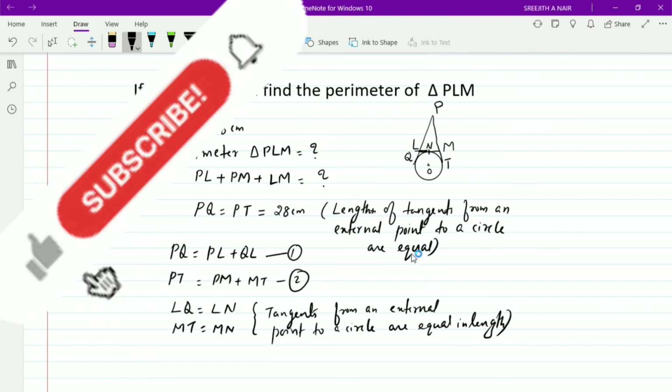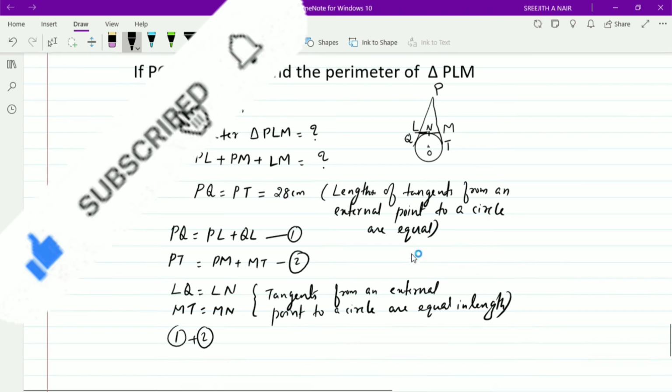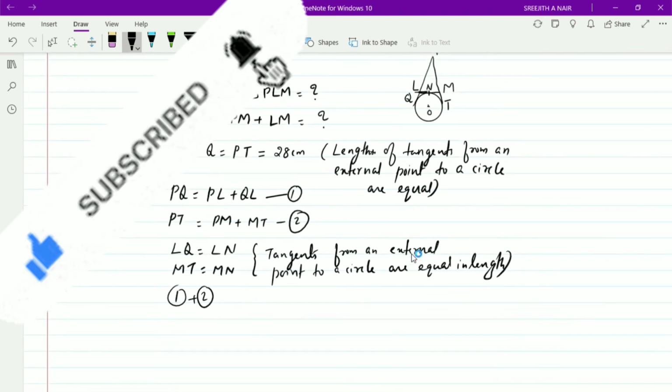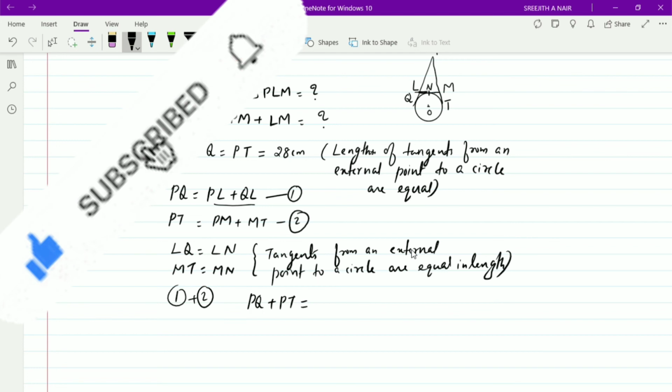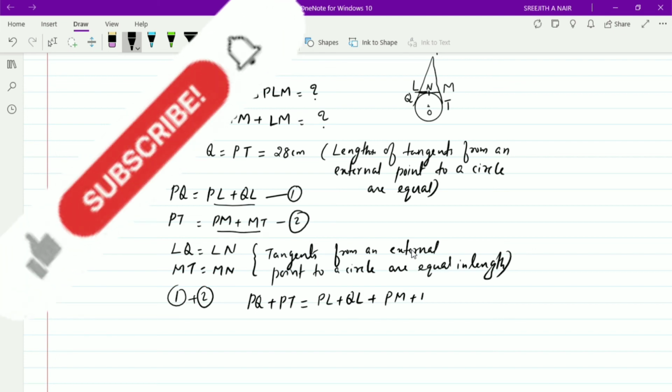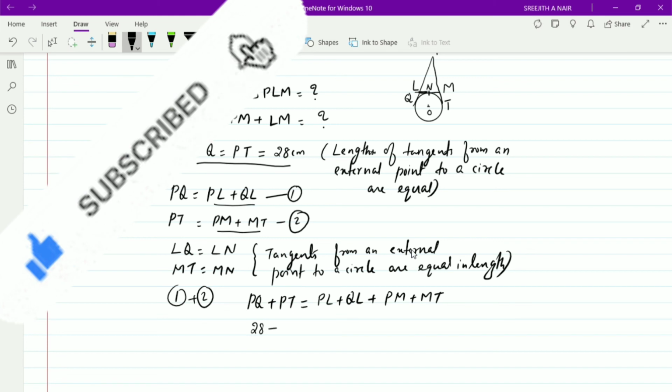Now we can add equation 1 and 2. That is, LHS you have to add, then RHS you have to add. LHS is PQ plus PT is equal to RHS PL plus QL plus, next equation RHS, PM plus MT. PQ and PT, both the values we got as 28 centimeters. So we can substitute that value: 28 plus 28 is equal to PL.